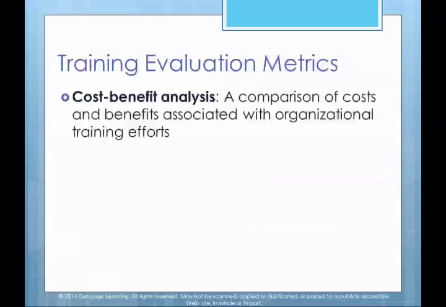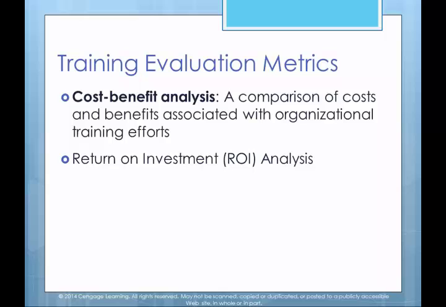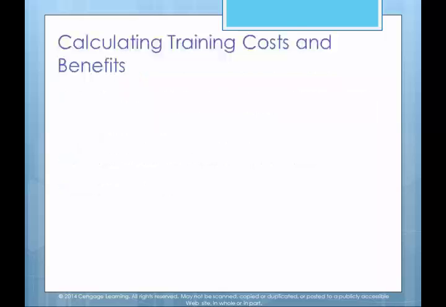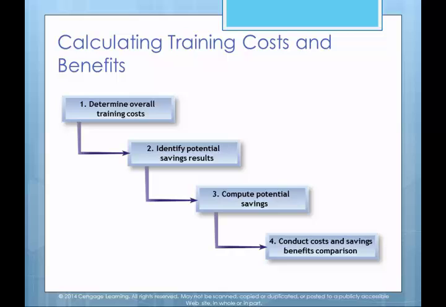So training evaluation metrics is the cost-benefit analysis. It's a comparison of cost and benefits associated with the training. It gives you the ROI and it benchmarks. And this is how the 4 steps of calculating training costs. Determine the overall training. That's direct costs such as design, trainer fees, materials, facilities. Identify potential saving results, employee retention, better customer service.